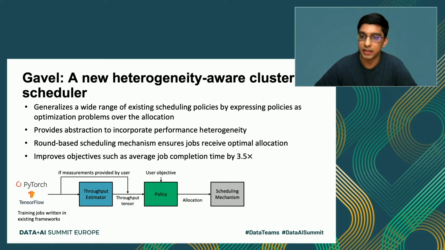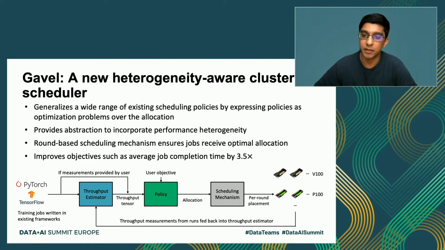This scheduling mechanism decides in a series of discrete rounds which jobs should actually be placed on the physical resources. And once we make these placement decisions, we can observe the measured performance and use those measurements to update our estimates of the throughput.